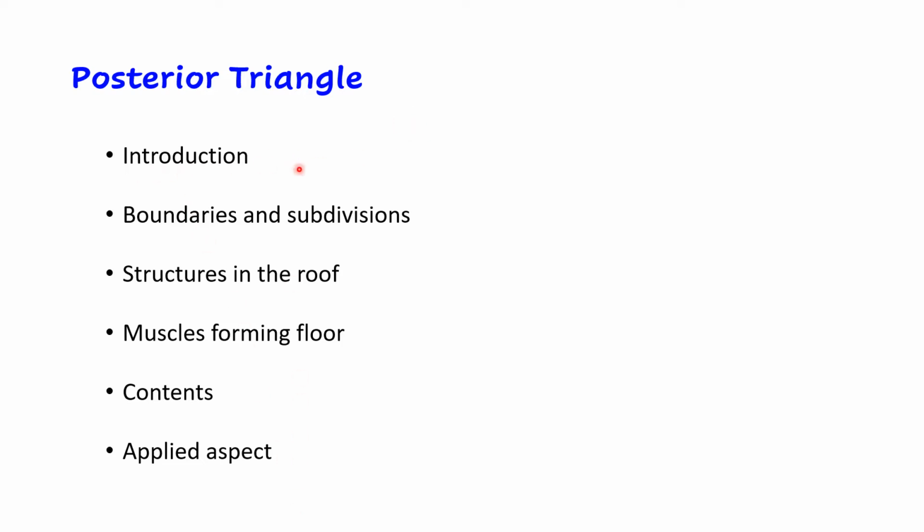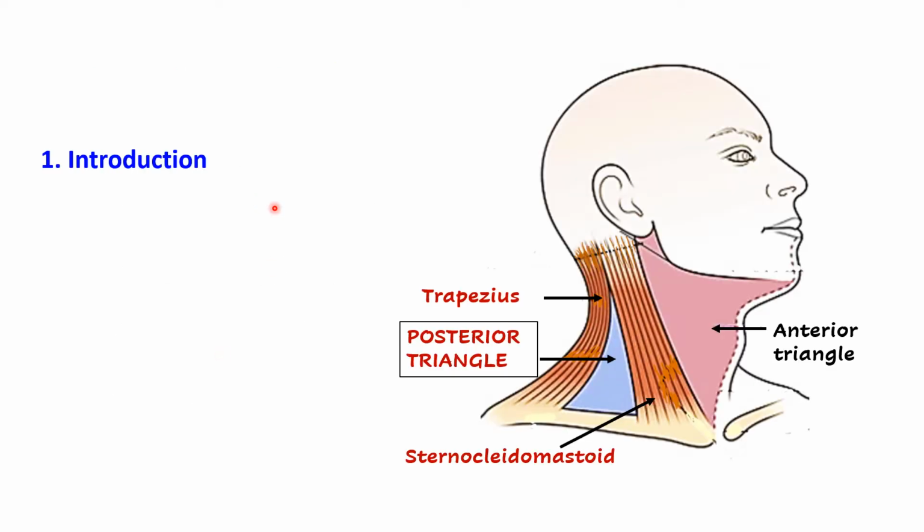You start with a brief introduction, then describe the boundaries and write the subdivisions of the posterior triangle, then structures present in the roof of triangle, muscles which form the floor of the triangle, contents of the posterior triangle and the relevant applied aspect. So we start with the introduction.